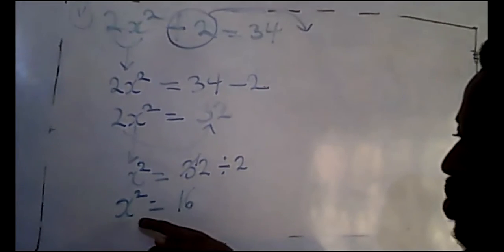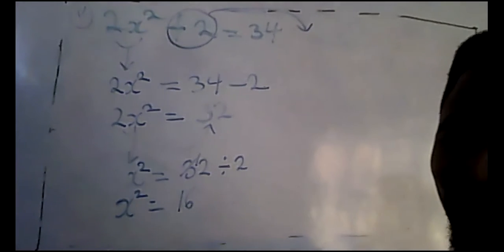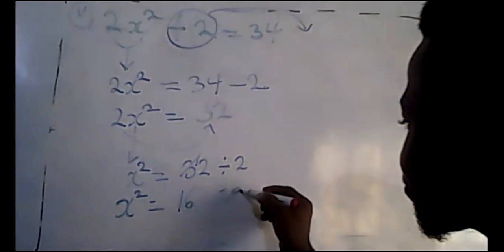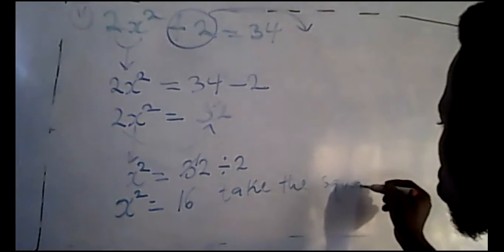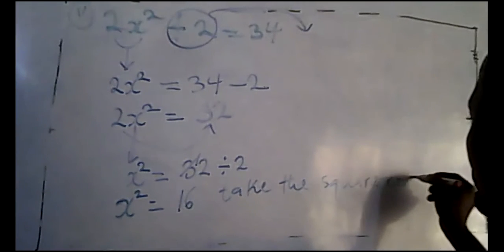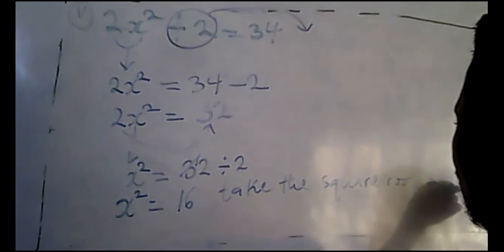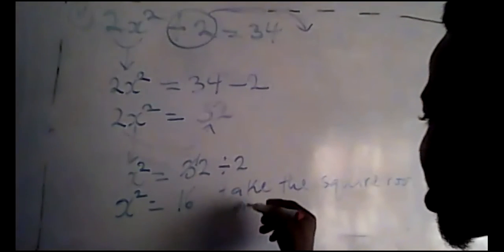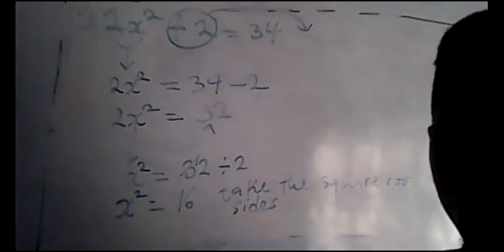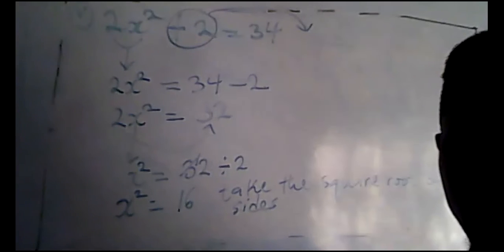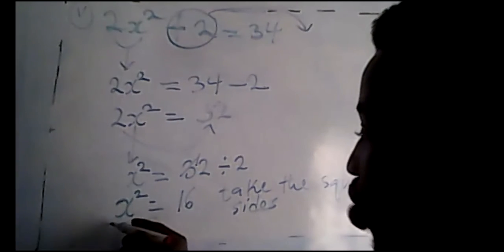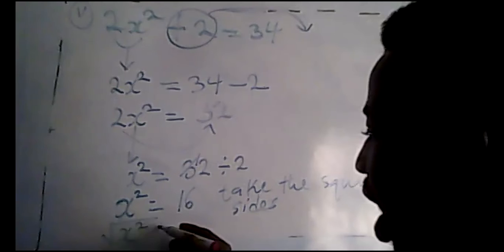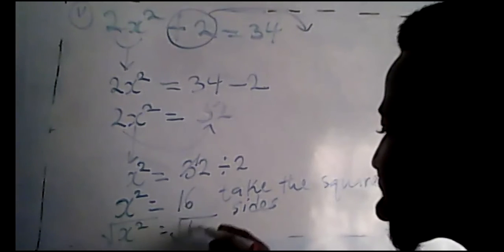Whenever you come across something like this, I have told you in class, what you need to do is take the square root of both sides. What that means is that you find the square root of x squared and find the square root of 16.